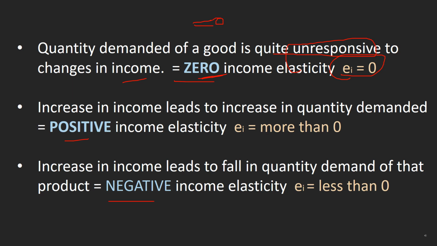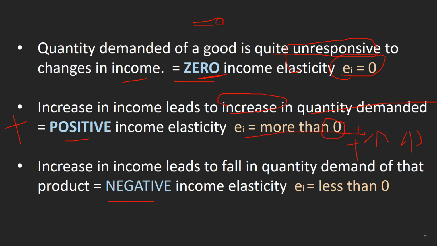Second one, positive income elasticity. Increase in income leads to increase in the quantity demanded. When income increases, the quantity demanded also increases. So this is positive income elasticity of demand. EI is greater than 0.